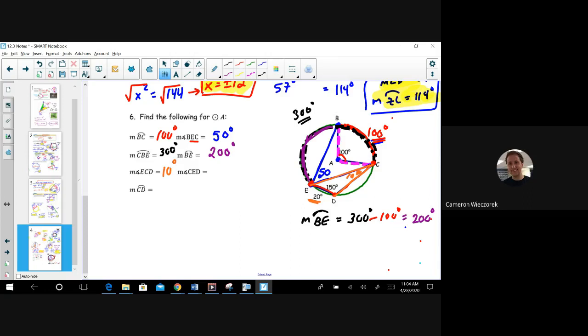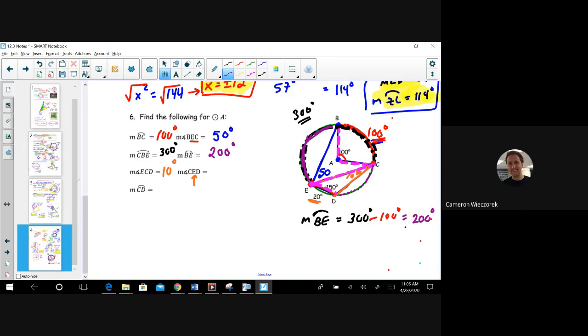Now I need CED. So now that means the vertex needs to be E since it's listed in the middle. Well, if we need CED, let's trace out in pink again. Here's E. Tracing it out, it lands at C, and tracing it out, it lands at D. So this arc right here, ooh, we don't have that arc. Is there a way we can find that arc?